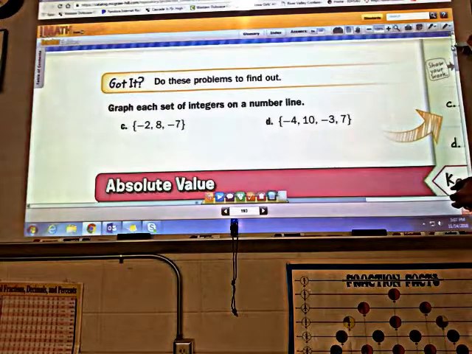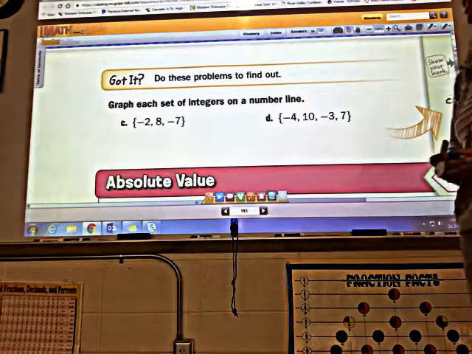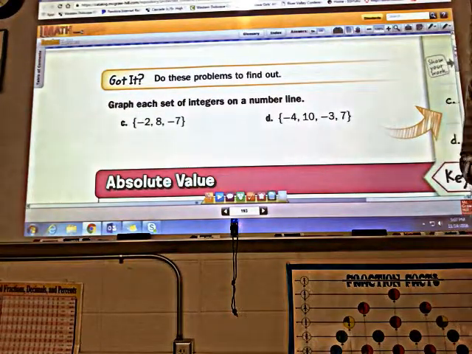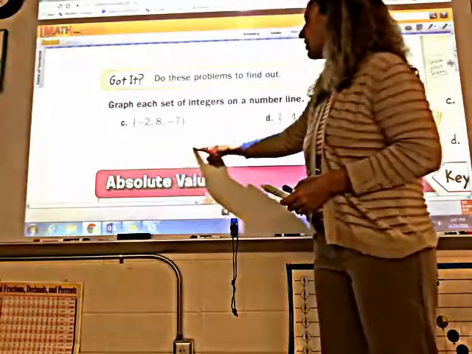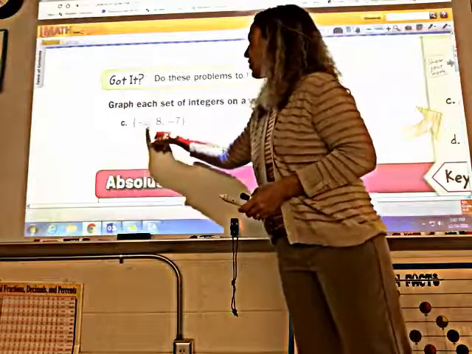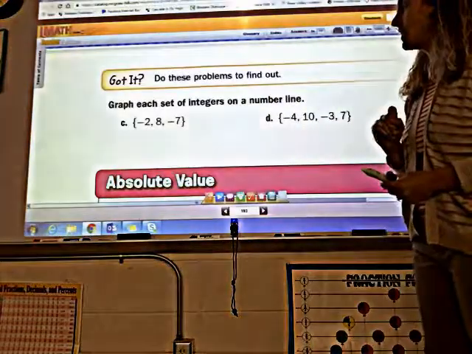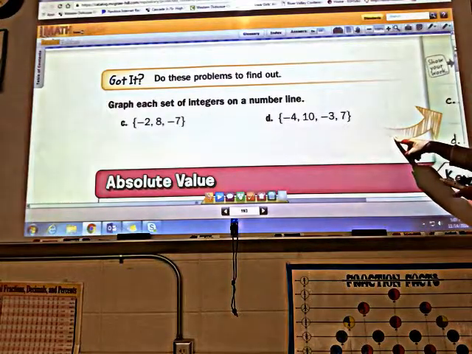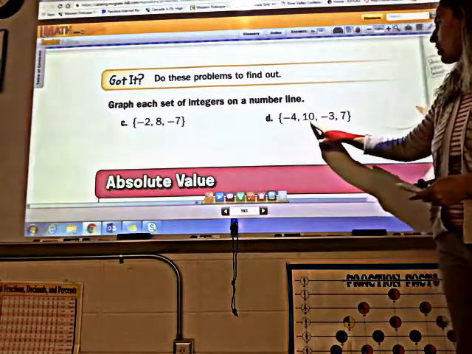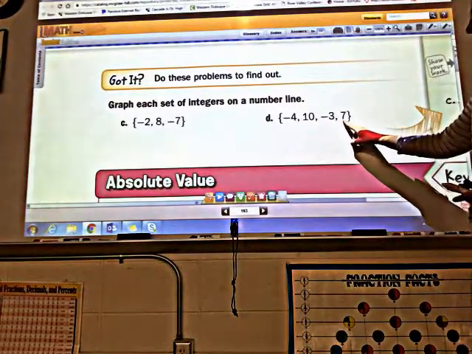On the top of 193, they're asking that you graph each set of integers on a number line. Okay, so please right now draw a number line for letter C, plot those 3 points, -2, 8, and -7. And then for letter D, draw a different number line and plot -4, 10, -3.